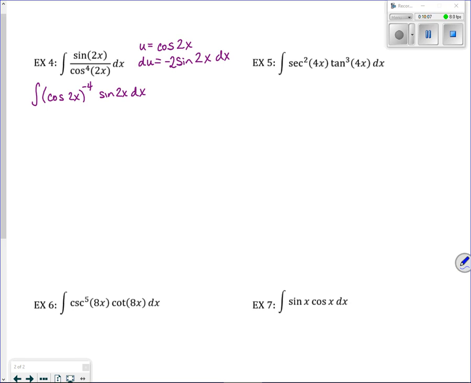So what do I have? I have the integral of u to the negative fourth, sine of 2x dx. I'm going to substitute for all of that. How would it sub? Well, du over negative 2. So I'm going to have a negative 1/2 in front. Increase the power by 1. Make sure you do an increase. I would have times a 1/3. Don't forget about the negative 1/2 coming along for the ride. Plus c. And then I'm done.